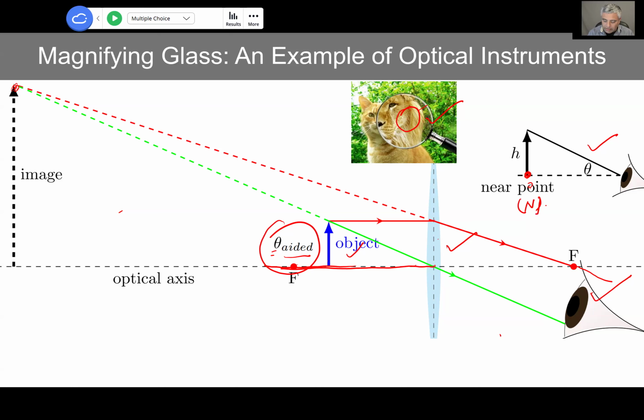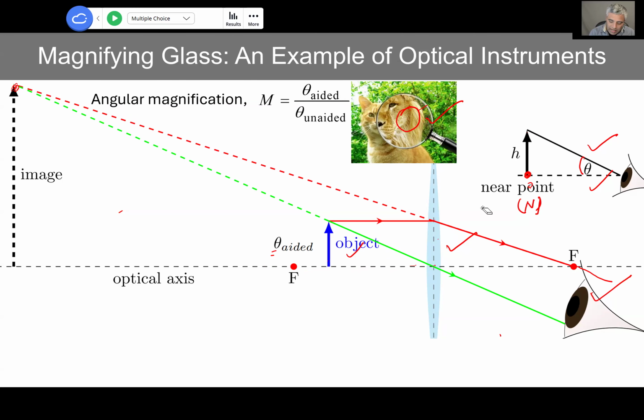We'll talk a bit more about that a little later. And now, the angle made by that object when it is at the near point is the angle without any addition, or just simply theta. So we can write the magnification, also called angular magnification, because we are using angles to calculate it: theta added divided by theta unadded.